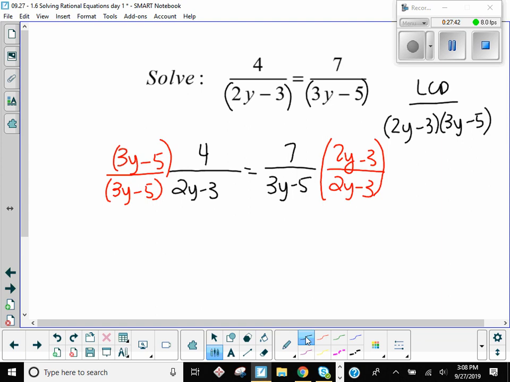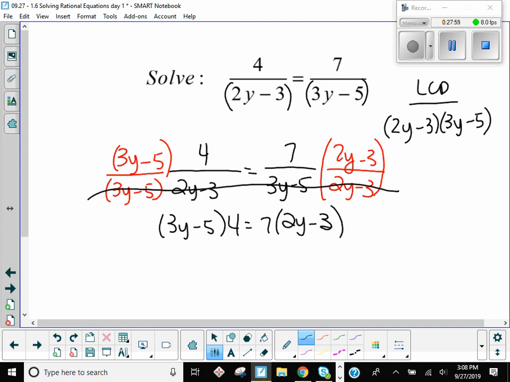So now the denominators are the same, so we drop them off. So now I have 3y minus 5 times 4 equals 7 times 2y minus 3. And if you notice, if you had cross-multiplied on the original problem, you'd be at this step right now. But the only reason we did this is to practice the method.